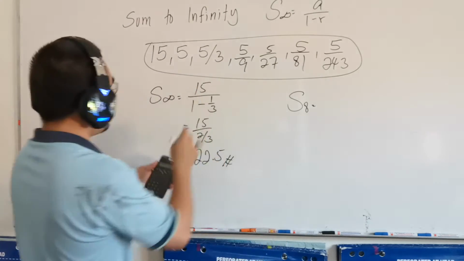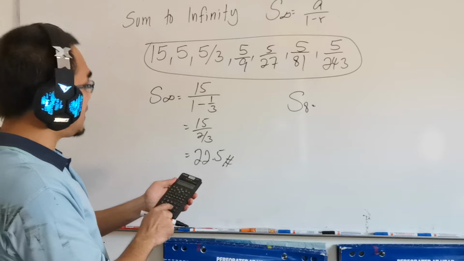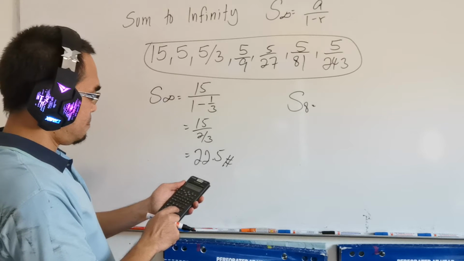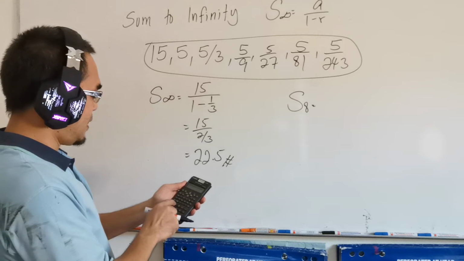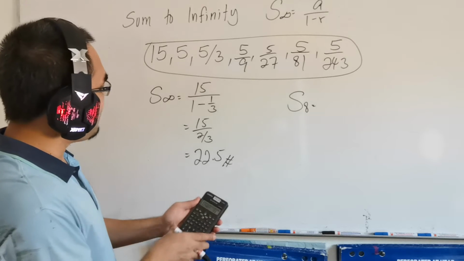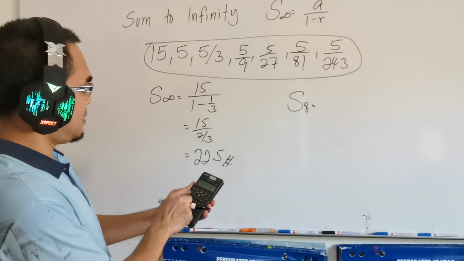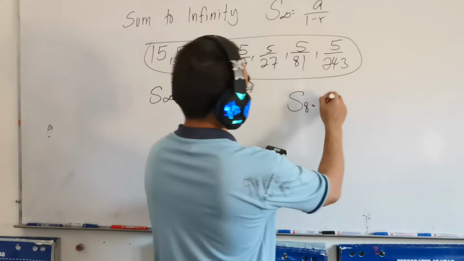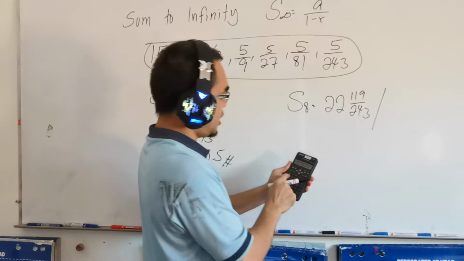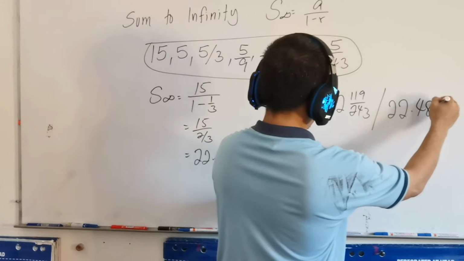If we calculate manually, it becomes 15 plus 5 plus 5 over 3 plus 5 over 9 plus 5 over 27 plus 5 over 81 plus 5 over 243. So it is already very near to this number, that is 22.489. If I were to change 22 and 119 over 243 to decimal, it will give you 22.4897.